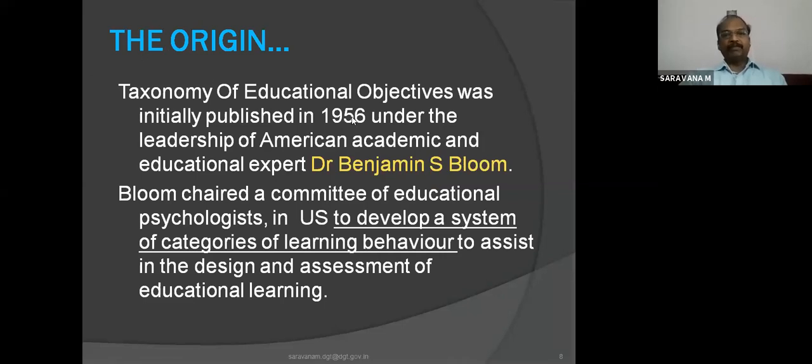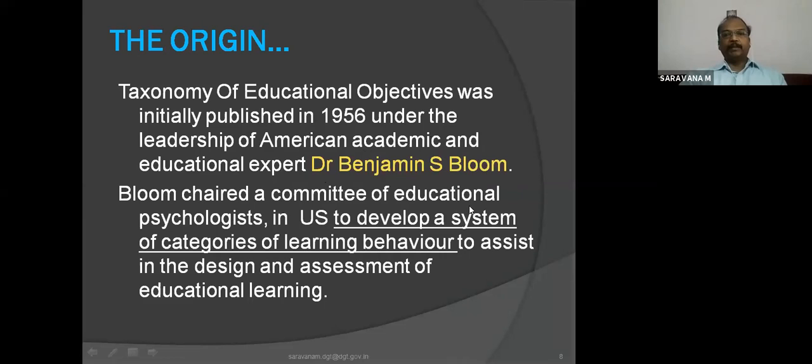educational objectives. So the taxonomy of educational objectives was initially published in 1956 under the leadership of American academic and educational expert Dr. Benjamin S. Bloom. So his full name is Dr. Benjamin Bloom, he is an American. He introduced this in 1956. He was the chairperson, so with his name the taxonomy of educational objectives has been called Bloom's taxonomy.